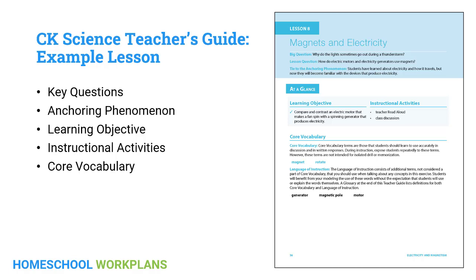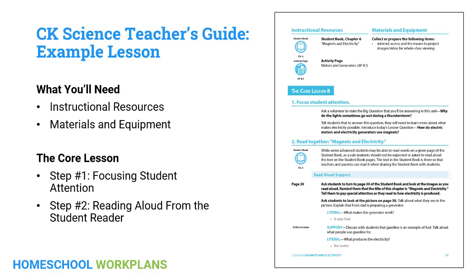This idea of engaging students with scientific vocabulary is really laying that groundwork for long-term scientific literacy. On this next page, at the top on the left, you'll see a list of the instructional resources, and on the right, the materials and equipment you'll be using for this lesson. Since this lesson is mainly focused on the Student Reader, the list is limited to Chapter 6 of the Student Reader, Activity Page 8.1, which is going to be reinforcing that learning around motors and generators, and you'll be using the Core Knowledge Science Online Resources website to view some images and videos during this lesson.